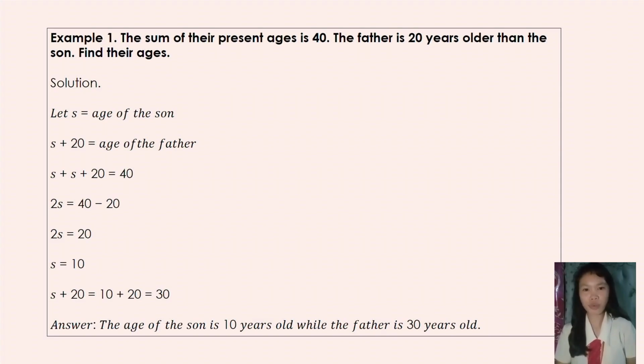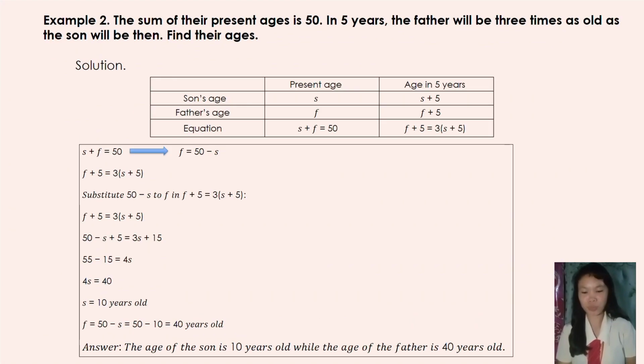So let us move forward to example number 2. The sum of their present ages is 50. So in 5 years, the father will be 3 times as old as the son will be then. Find their ages. So there is a table to clearly show our solution. The son's present age is represented by letter S, and the father's present age is represented by letter F. And the equation for their present ages is S plus F is equals to 50.